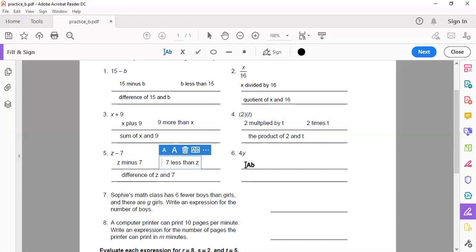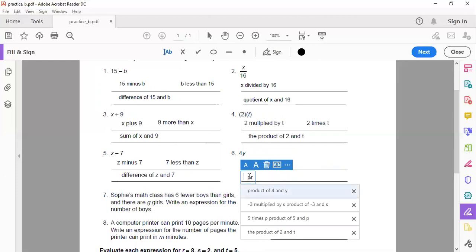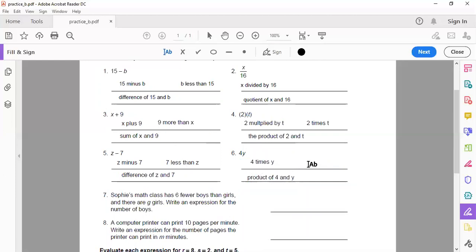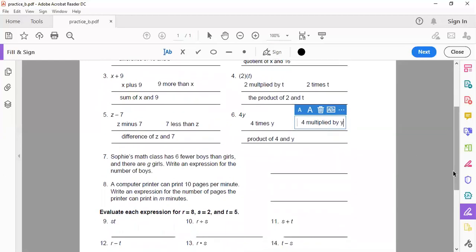Again, a number and a variable are together. What does that mean? That means it is multiplication. So the words used for multiplication are 4 times y, right? Or you can say product of 4 and y, right? Or you can also say 4 multiplied by y. That's also right. It's easy. There is nothing difficult in this lesson at all in solving these questions. Okay, now let's solve some problem solving.